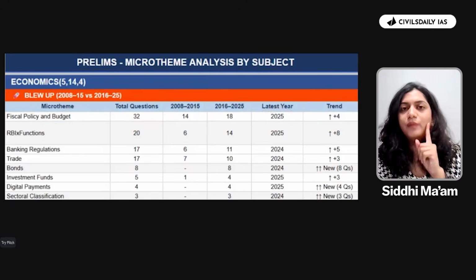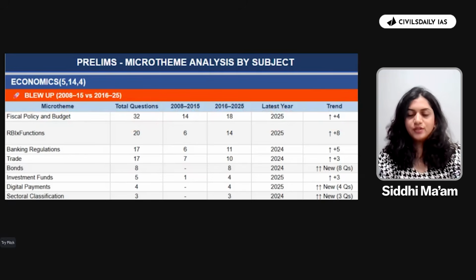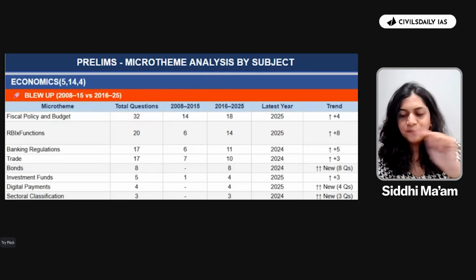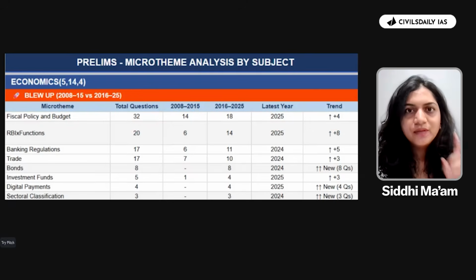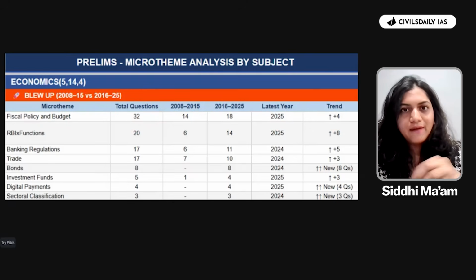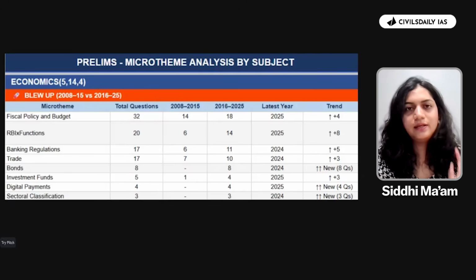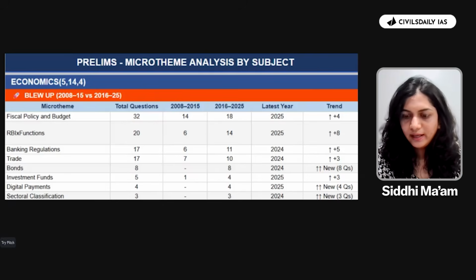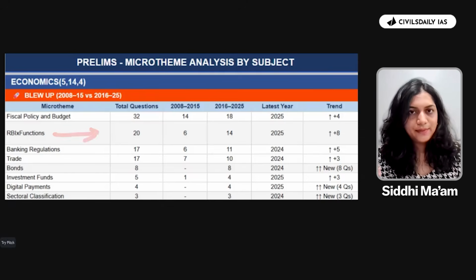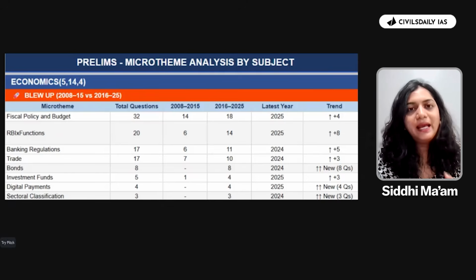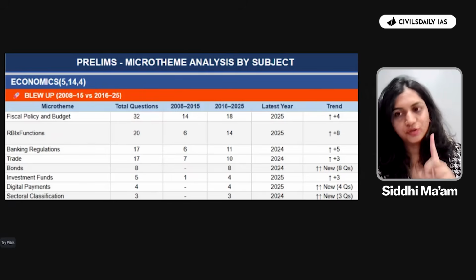So you have to make sure that once you open the book, the first topic that you have to revise is fiscal policy and budget. Understanding the importance why we have sorted this out. So blue up category पहले खोलो, उसमें जो important themes हैं वो पहले priority करके revise करें. All right. Second is RBI and its functions. Not the whole chapter of RBI. First, RBI and its functions. You have to focus on that.